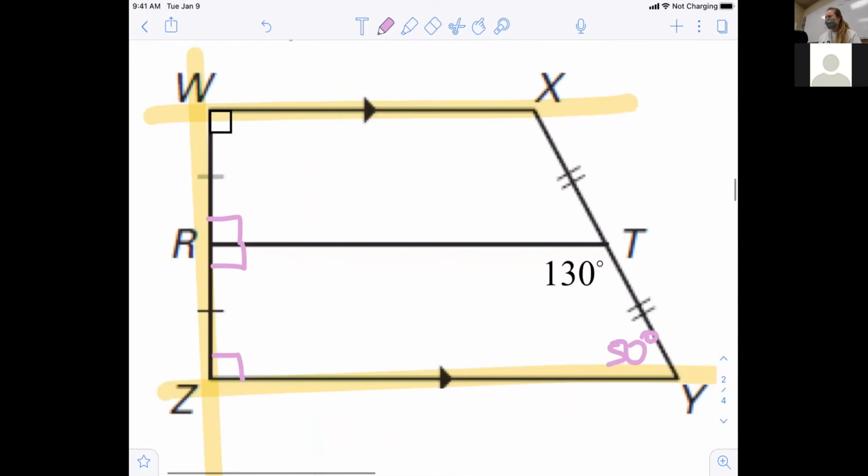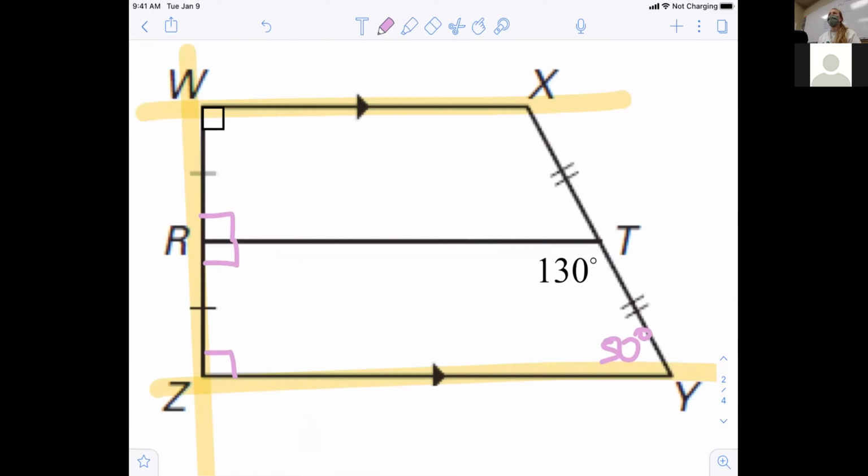What do we call RT? What is that? It's a mid-segment. So RT is a mid-segment. And what do I know about how the mid-segment relates to the bases, the opposite sides? Parallel. Very good, Donna. And then what else do I know about it? Hold that thought. If you know what else I know about it, hold that. I'm going to ask you about that in a minute.